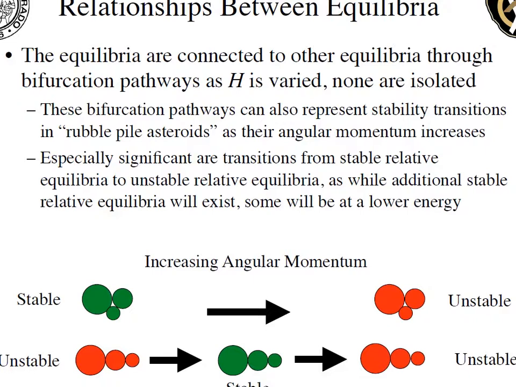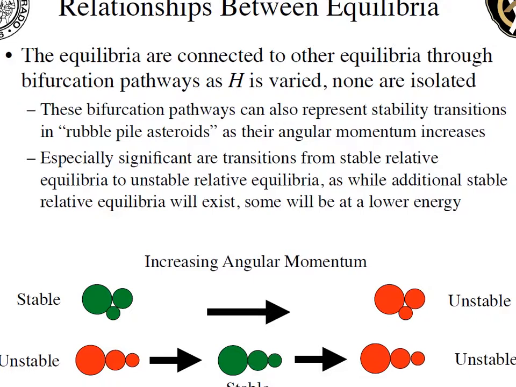pile asteroids. So if you have a body consisting of boulders resting on each other, and its angular momentum increases over time, and this happens due to non-gravitational effects, something called the YORP effect, at some point the spin rate becomes large enough, or the angular momentum becomes large enough, that you can actually change the stability of some of these relative equilibria, and one body can fall from a stable relative equilibrium into an unstable one, and then the system evolves.